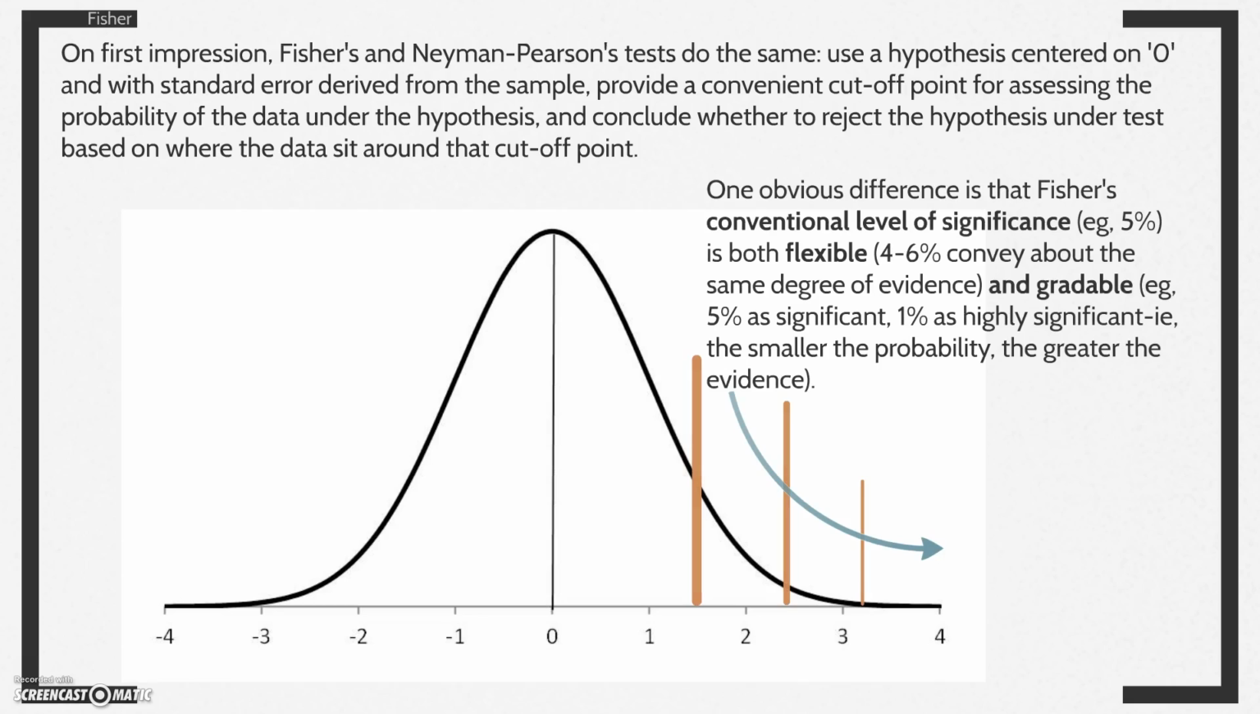One obvious difference is that Fisher's conventional level of significance, for example 5%, is both flexible, 4–6% convey about the same degrees of evidence, and gradable. For example, we take 5% as significant and 1% as highly significant. That is, the smaller the probability you get, the greater the evidence.